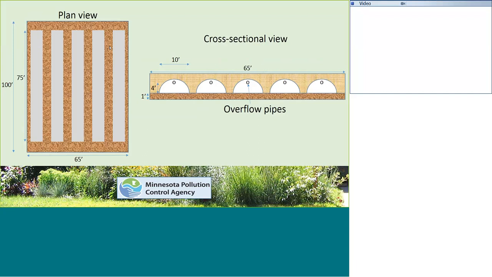We've got these 5 pipes, 60 feet long, and they're 10 feet wide, sitting in this basin, which is 65 by 100 feet. I'm sorry, the pipes are 75 feet long. And then a cross-sectional view, here's the outflow pipe. So anything that's below that is going to infiltrate into this 1 foot media and eventually into the underlying soil.